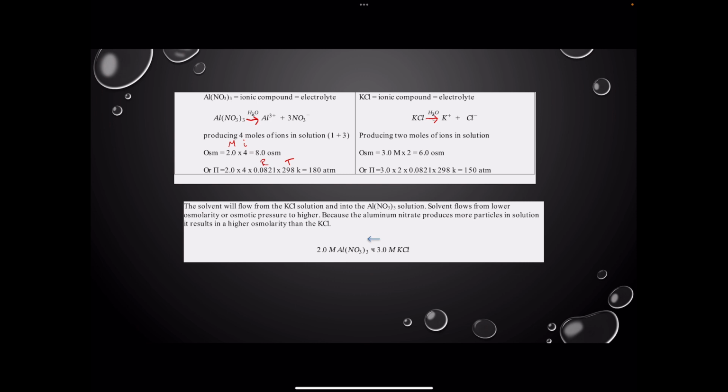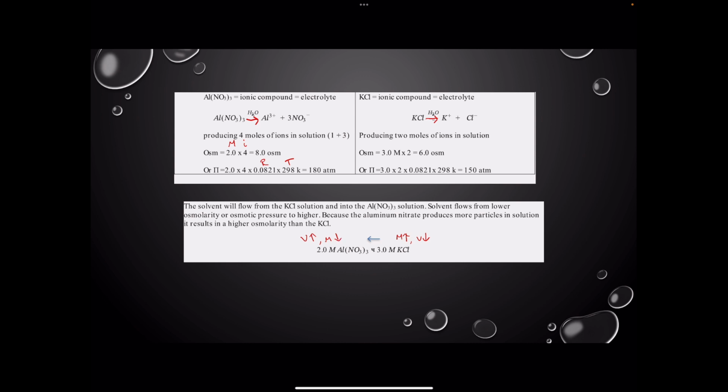So what we're going to see happen over time is that the concentration of the potassium chloride, as water leaves it, its concentration goes up as its volume goes down. Water is going to enter the side with the aluminum nitrate. Its volume is going to go up, causing its concentration to go down.